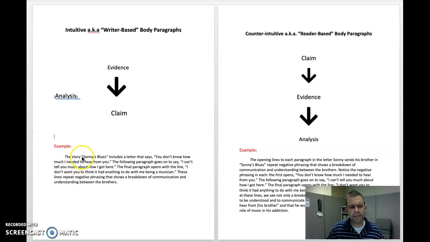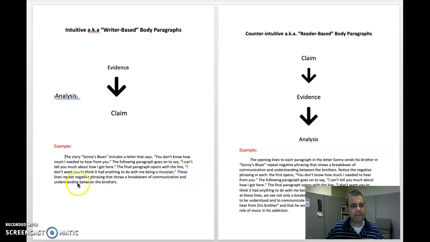And I want you to see here what we have is immediately evidence. So it says, the story Sonny's Blues includes a letter that says, "You don't know how much I needed to hear from you." The following paragraph goes on to say, "I can't tell you much about how I got here." The final paragraph opens with the line, "I don't want you to think it had anything to do with me being a musician." And notice that this is all evidence. This is all stuff that could have come out of my database. It's all from the story directly.